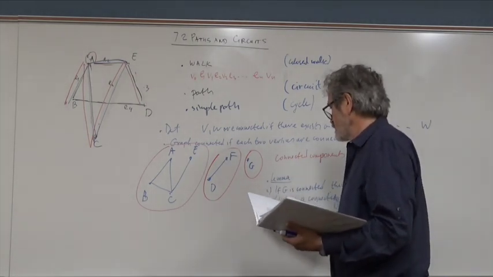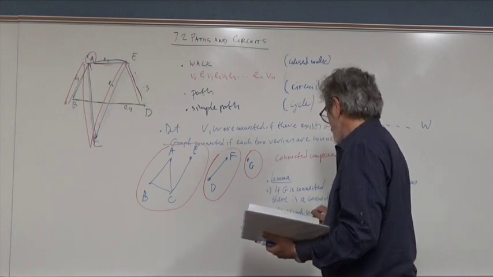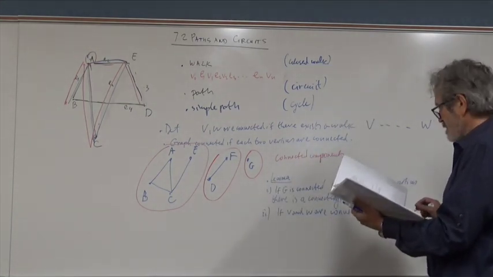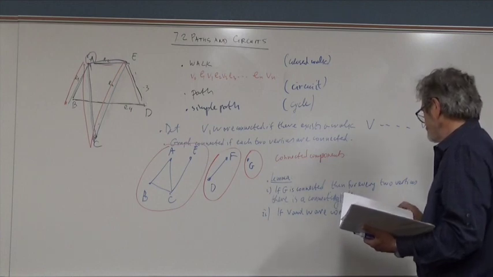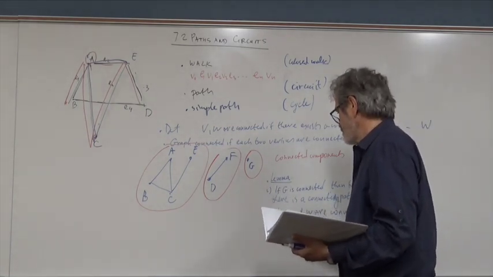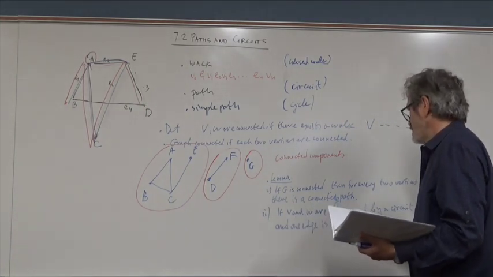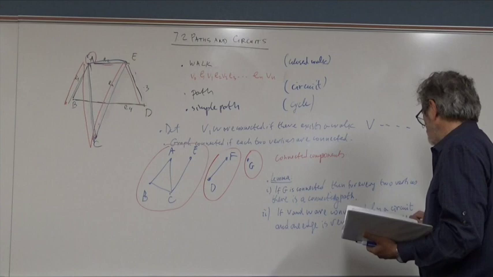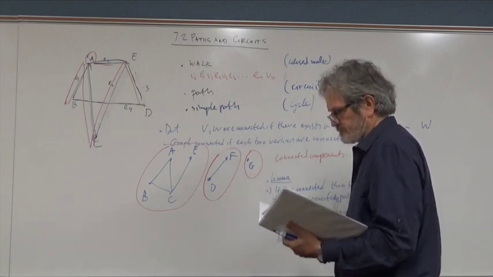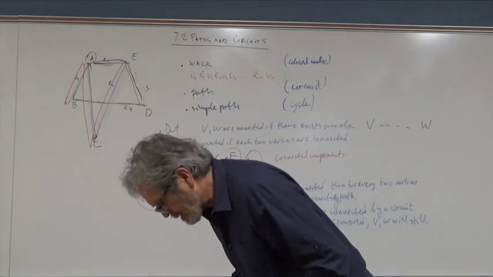And this one is very important, actually. We already used it a few times in our reasoning. If V and W are connected by a circuit, so if there's a circuit connecting V and W, and one edge of the circuit is removed, V and W will still be connected by a path.